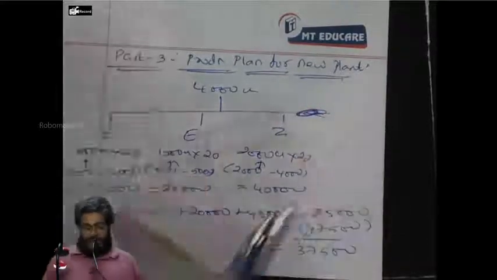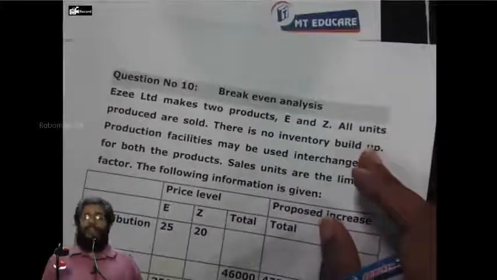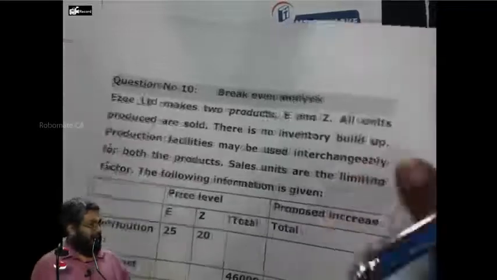Now, this is an exam problem for 7 marks. How many marks here? 7 marks. Why we included it is because there may be some confusion in reading the question. That's why it has been included. Nothing great has been discussed.